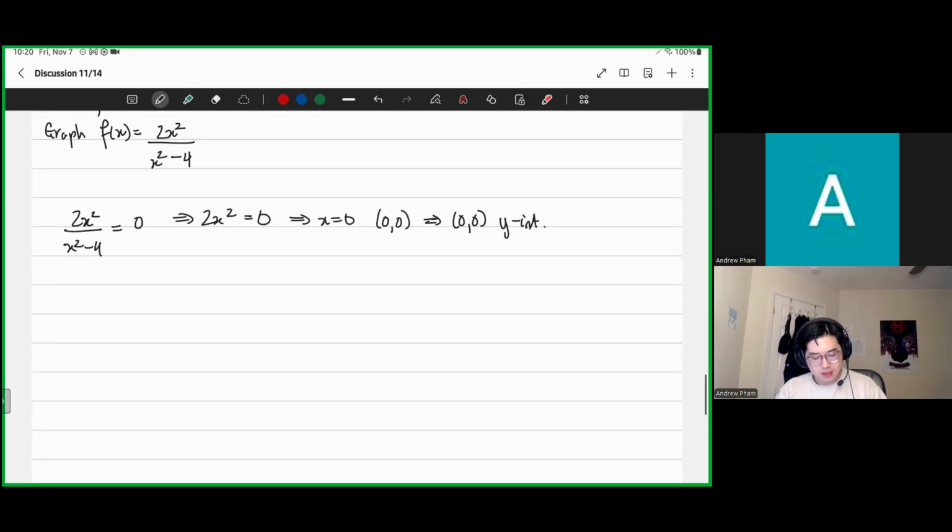Okay. Next, we find the asymptotes. So to find the vertical asymptotes, you set the denominator equal to 0. In this case, x squared minus 4 is equal to 0. You can factor this as (x plus 2)(x minus 2) is equal to 0, which implies that I have VAs at 2 and minus 2.